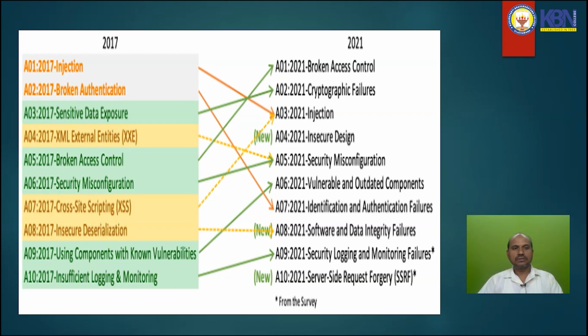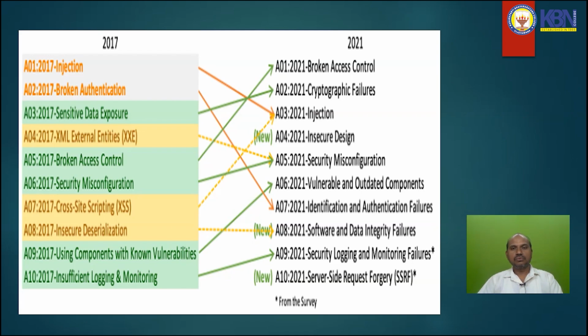In 2017, first place was injection, second was broken authentication, third was sensitive data exposure, then XML external entities, broken access control, security misconfiguration, cross-site scripting, insecure deserialization, using components with known vulnerabilities, and insufficient logging and monitoring. These were the top 10 priorities in 2017.